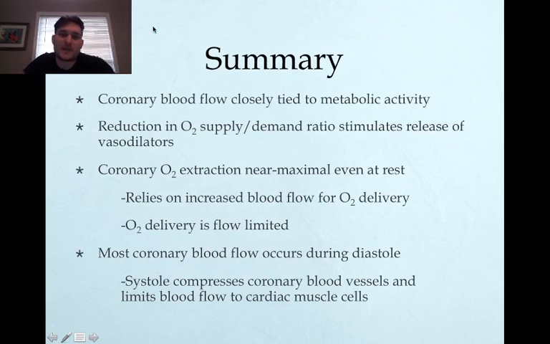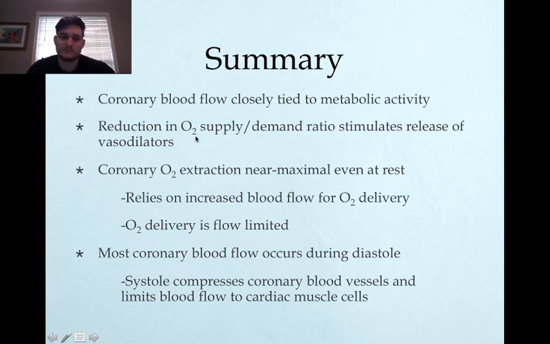So again, a short lecture today, but the summary, the main important facts here from this lecture: coronary blood flow is going to be tied to metabolic activity. As the work of the heart, as the cardiac output goes up, so does the blood flow necessary to match that work, right? You need to supply more oxygen to those muscle cells if they're working harder, so they can have the energy to keep up output.